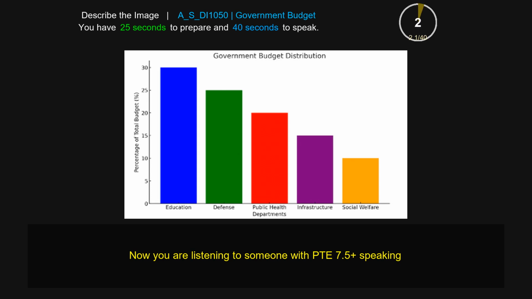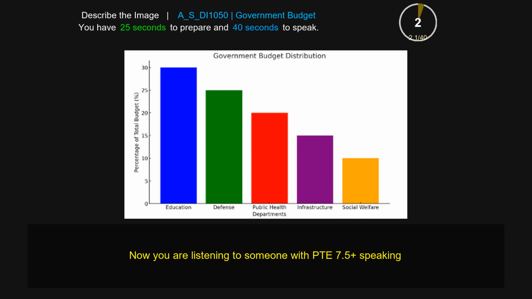The graph provides the information of government budget distribution. There are lots of sectors that have been discussed, such as education, defense, public health department, infrastructure, and social welfare. The percentages of the total budget have been given. The highest amount of the budget has been allocated for education, and the value was 30, followed by defense, and the value was 25%. On the other hand, social welfare has got the lowest amount of the budget allocation, and the value was only 10. In conclusion, public health has got the value of 20 respectively.